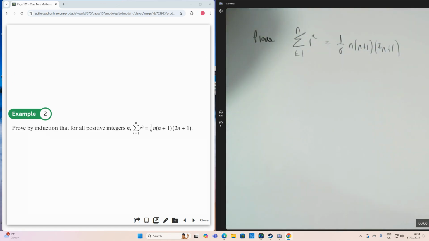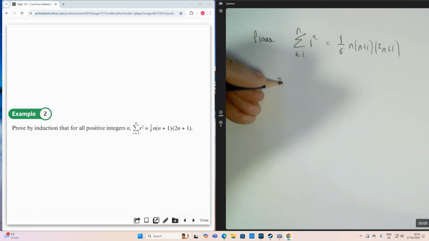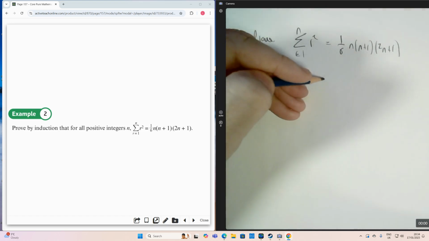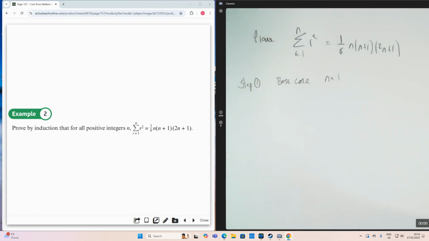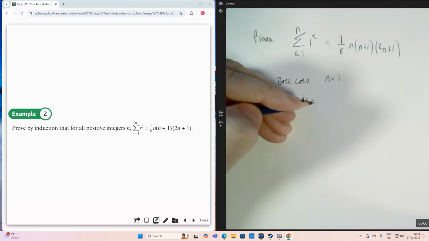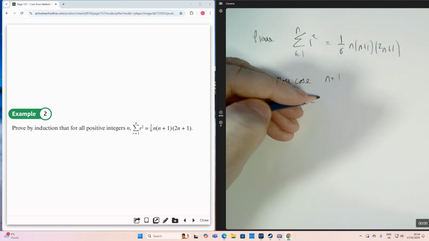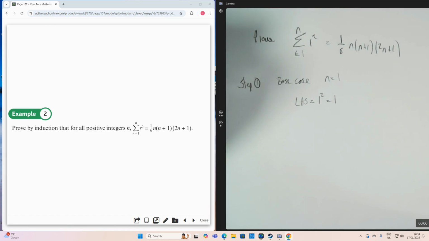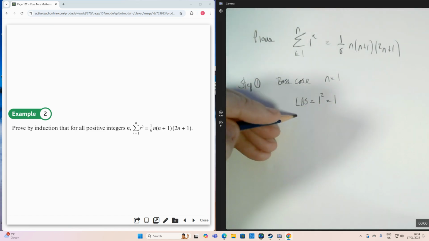Okay, so step 1 is our base case. Okay, so I'm going to write down the base case. In other words, is it true when n equals 1? Okay, so what's our left-hand side going to be? Our left-hand side is just going to be 1 squared, which equals 1. Okay, so that's fine. The left-hand side is 1.